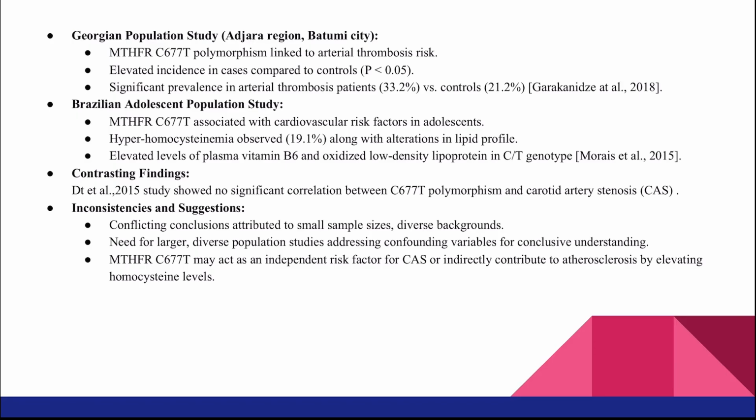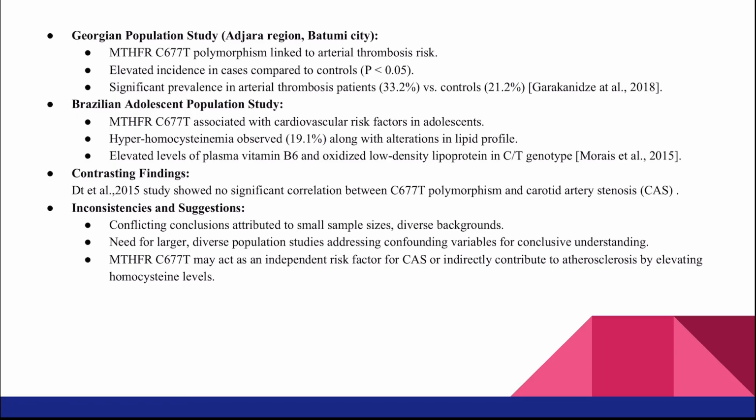Moving along, one of the study populations which is of keen interest to us was done in Batumi city, which focused on the association to arterial thrombosis risk, and it found that increased incidence was seen in cases compared to the controls. The p-value was much less than 0.05, and it showed that whether it is carotid artery or thrombosis risk, it was much higher in patients with the MTHFR polymorphism than in controls.